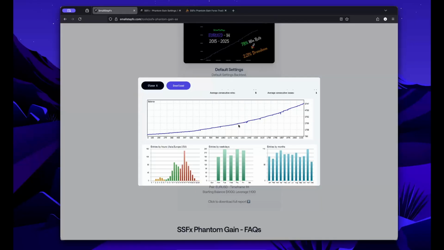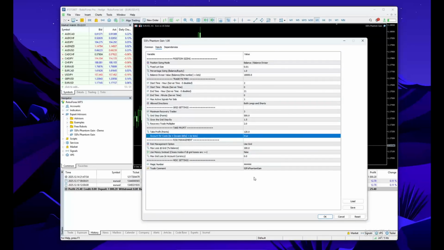In a future video, I could show you how the balance line is affected if you actually turn that off, but I'd also definitely recommend you doing your own backtests with your own data so that you can see how the performance is affected.